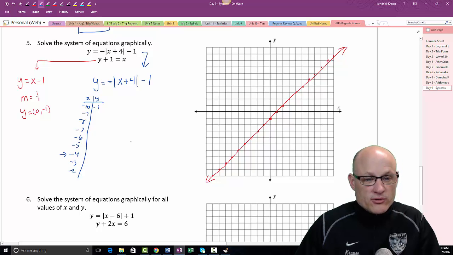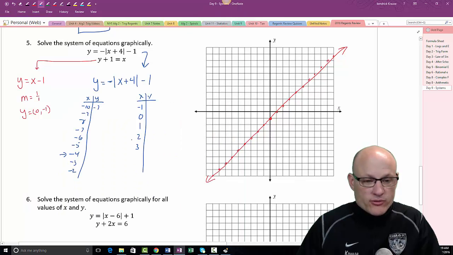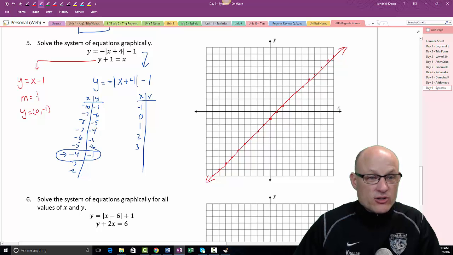Negative 3, negative 2, negative 1, 0, 1, 2, 3. I think that's about all we're going to get. It's negative 7, negative 6, negative 5, negative 4. So negative 7, negative 6, negative 5, negative 4, negative 3, negative 2, negative 1. See, there's my vertex. And I could have gotten it by just looking here.